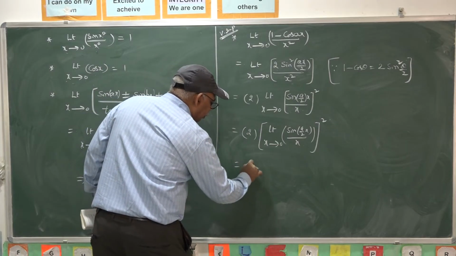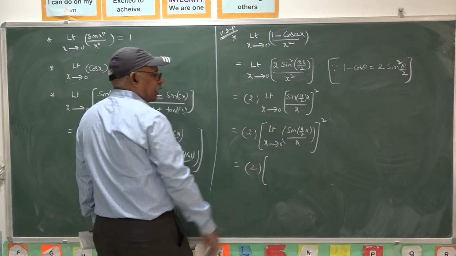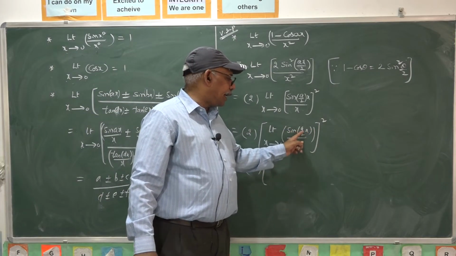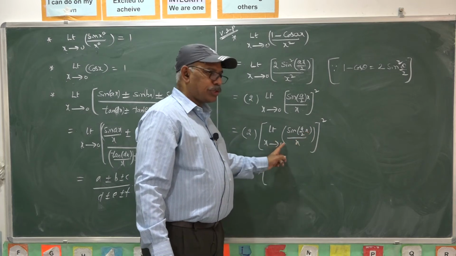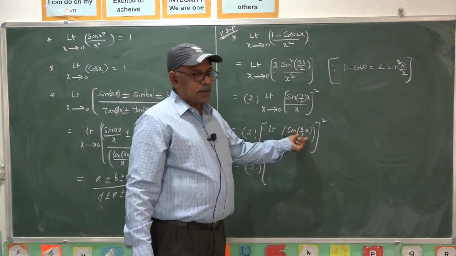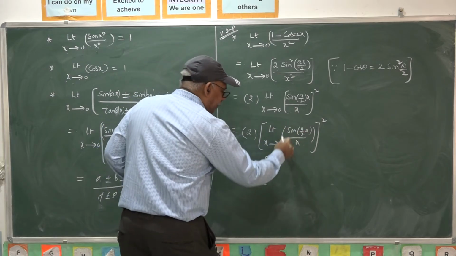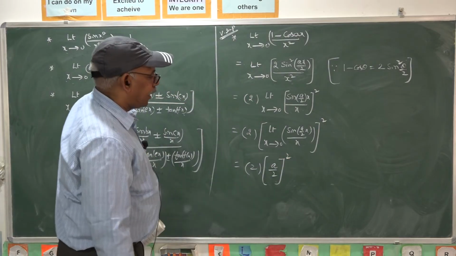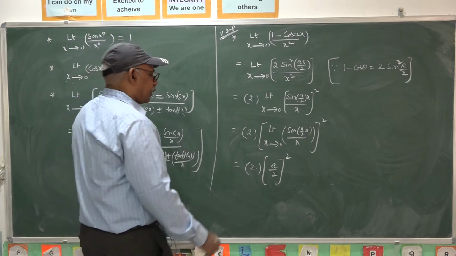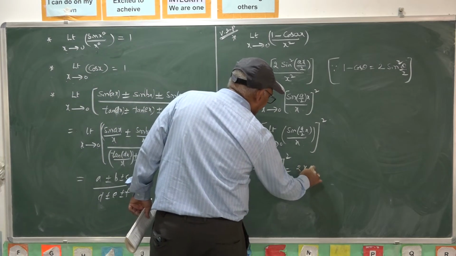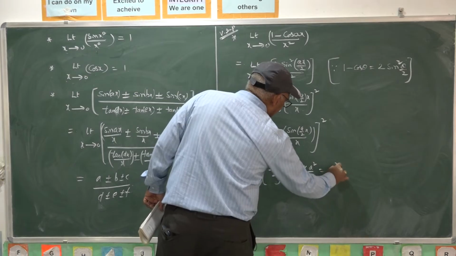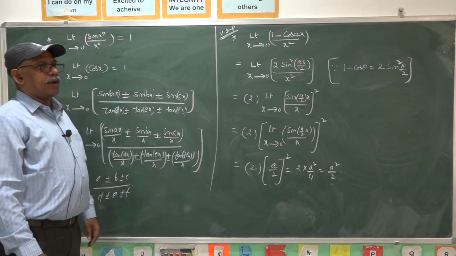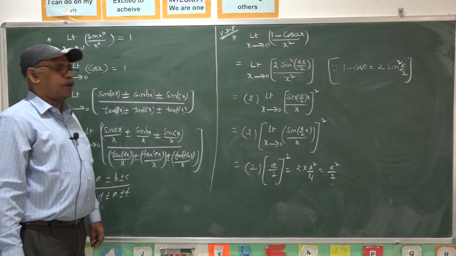So, 2 into, this is clearly of the form sin kx by x, which as x goes to 0 is clearly k. What is k here? a by 2. So this limit becomes a by 2. Here we have the square, so the required value is 2 into a by 2 whole square, that is 2 into a square by 4, which gives a square by 2. This is a very important formula related to the evaluation of limits of trigonometric functions.